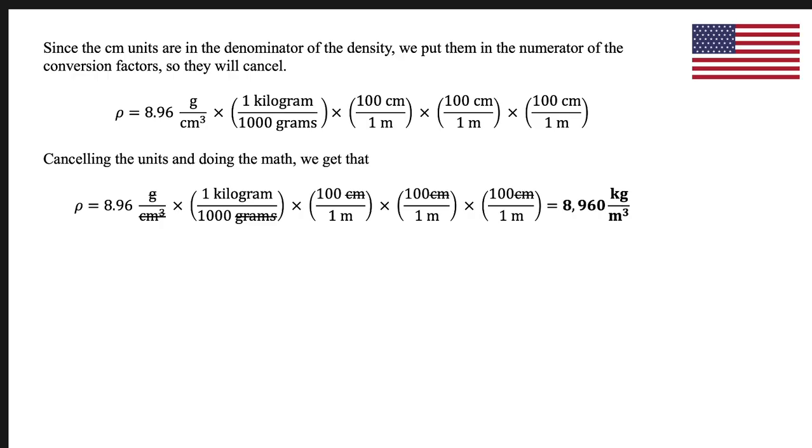8,960 kilograms per cubic meter is the density of copper, which is the same as 8.96 grams per cubic centimeter, because we multiplied by 4 conversion factors, each of which is equal to 1. That's a lot of copper.